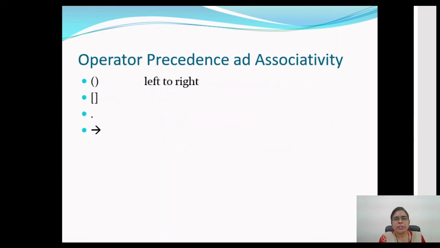If the associativity of the operator is from left to right, then the operators will be evaluated in sequence from left to right. If the associativity is right to left, then the same operators will be evaluated in sequence from right to left. Okay. So now we are going to see the operators in the sequence of their precedence.